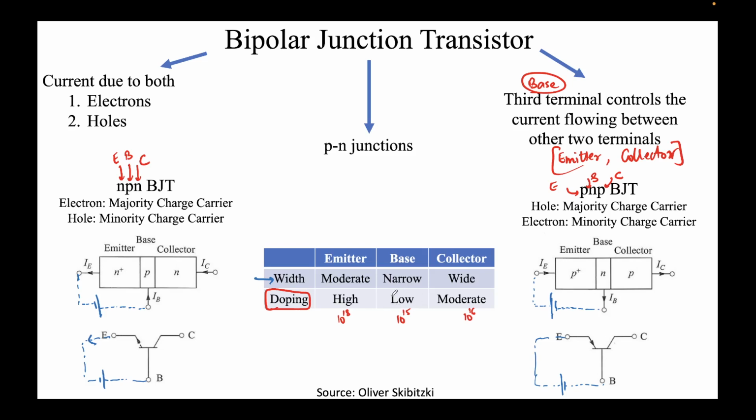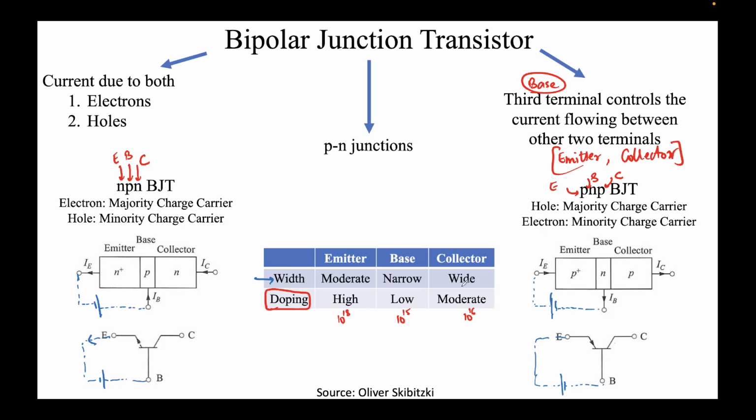If we have low doping, then there are fewer acceptors available for the electrons coming from the emitter side to recombine. I'll do this in a more detailed way with a different diagram.